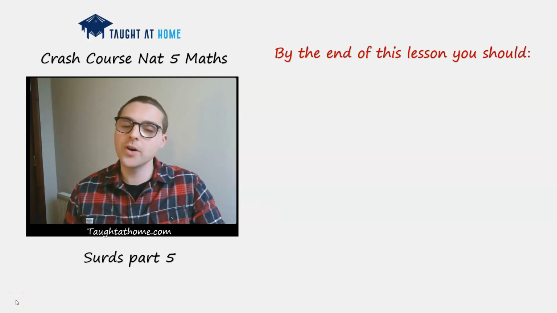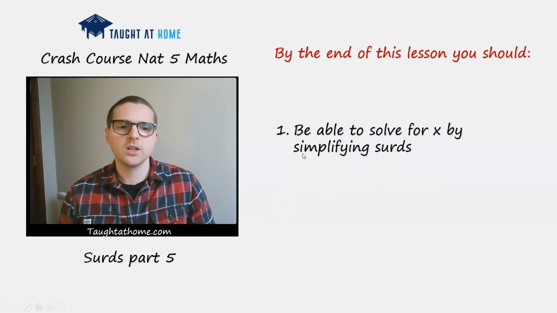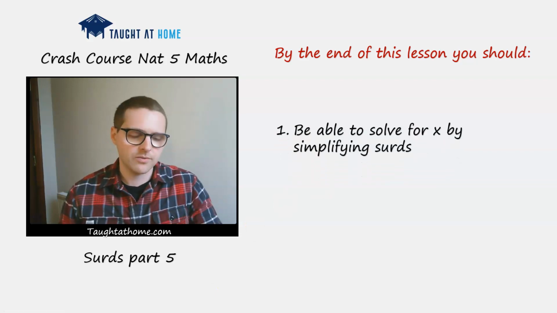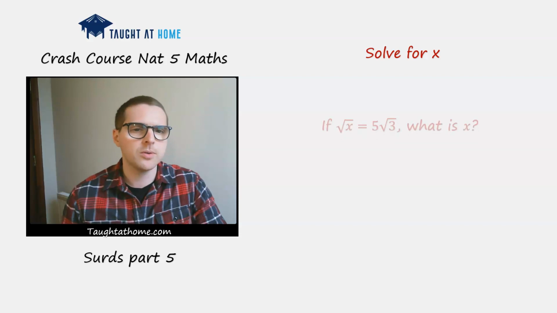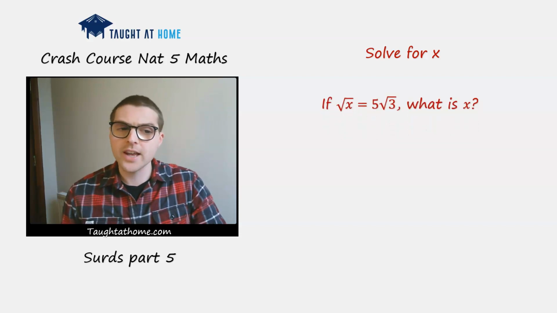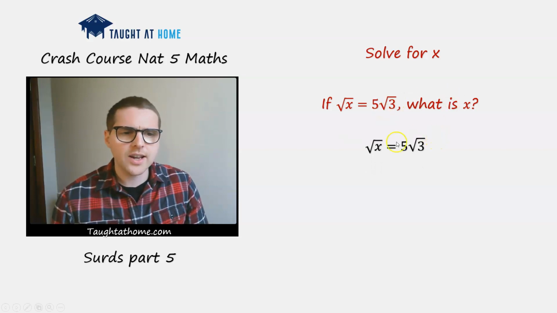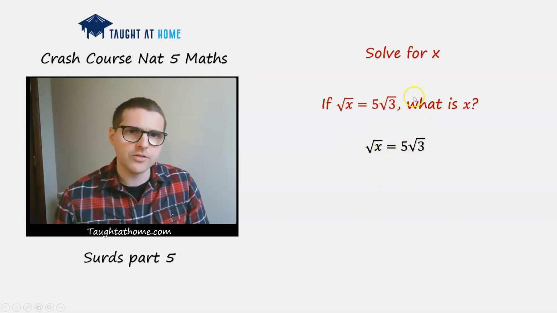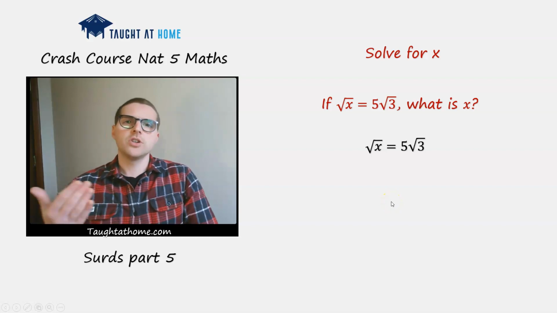So in this lesson, what we're going to be doing is solving for x by simplifying surds. A very useful technique, and I'm going to show you my way of doing it, and hopefully this will help you. If root x is equal to 5 root 3, what is x? The right hand side is a simplified surd, and we're looking for the value of x, which itself is a root. So we're kind of doing the simplification in reverse here.